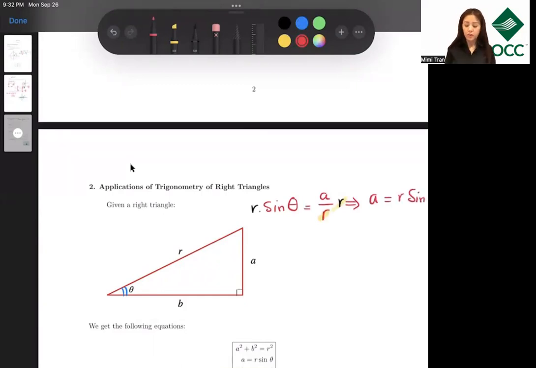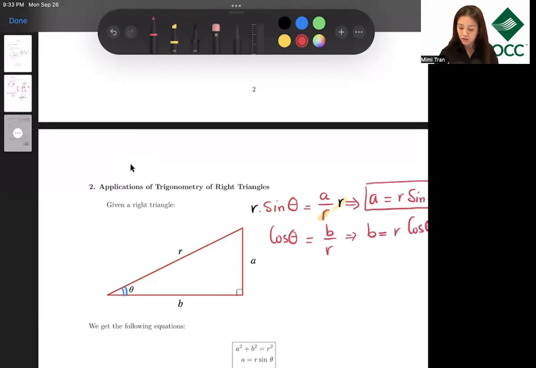And you know where I'm going with this. I can do the same for cosine theta. Cosine theta is adjacent, which is b here, over hypotenuse, which is r. If I want to solve for b, then multiply both sides by r. Same thing, r cancels on the right hand side. So b equals r cosine theta, or r times cosine theta.